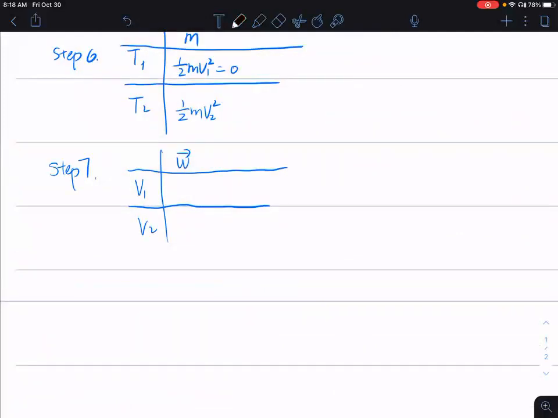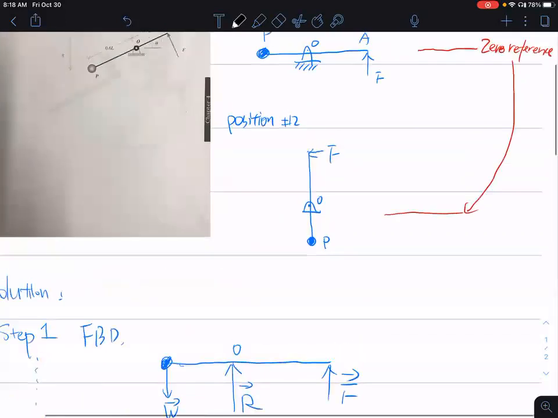At position 1, we're going to have just mg h1, which is just 0 because it's right at that 0 reference point. At position 2, we have mg h2. That equals mg, we have to find that height.